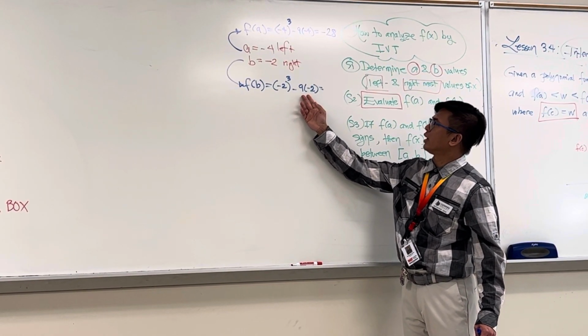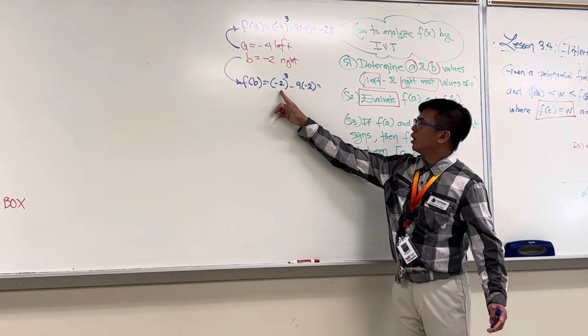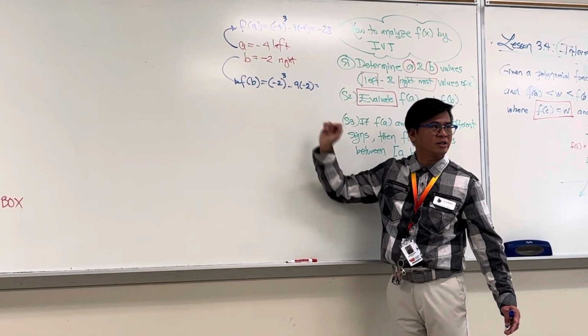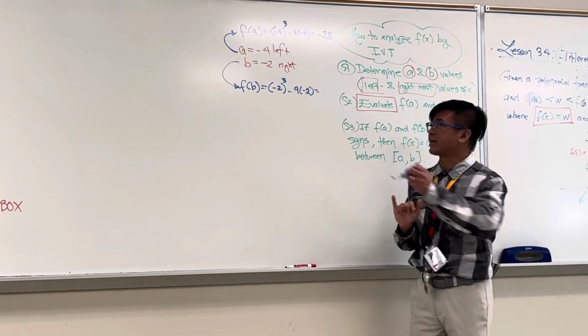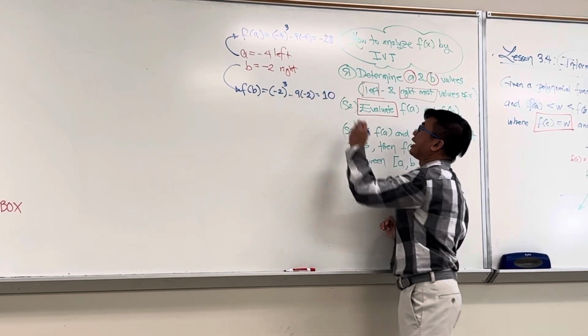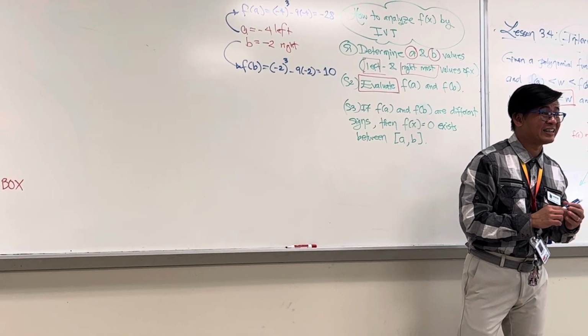What do you think, guys? So negative 9 times negative 2 is positive 18, and this is negative 8. So what's that going to be? Positive 10. Very good. So verify on your calculators. You're going to get a 10 for such.